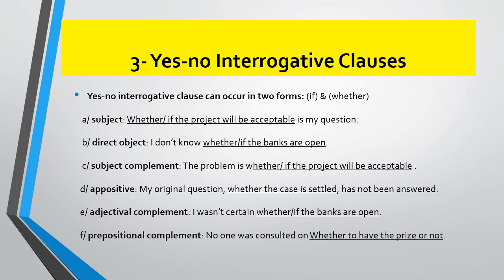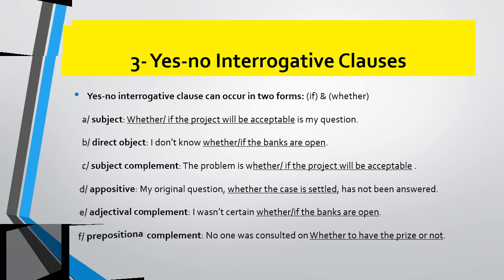Prepositional complement. No one was consulted on whether to have the prize or not. So whether to have the prize or not is the prepositional complement. It follows the preposition on. And that's all for yes, no interrogative clauses.